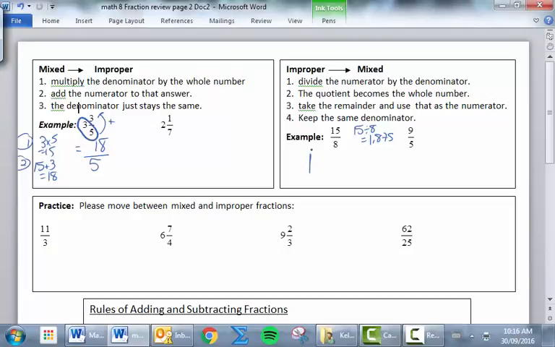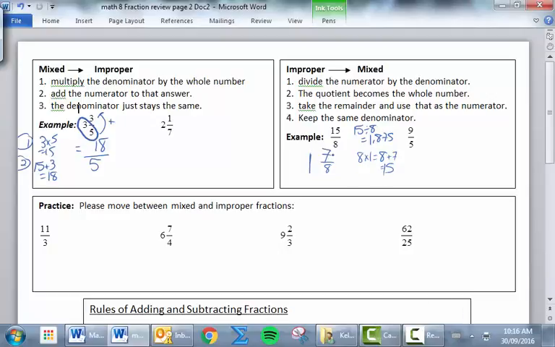Now I'm going to take the quotient, when that's the answer, that's the whole number. The remainder is the numerator. So to figure out what the remainder is, again, my denominator will stay the same. Right, if I want 8 times 1, that gives me 8. I need 7 more to get to 15.